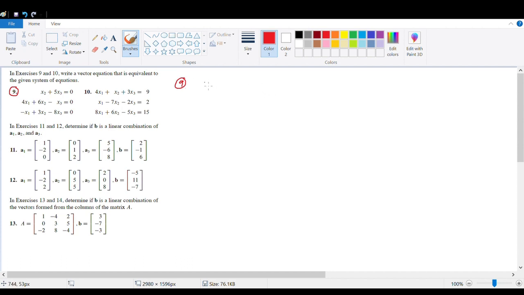So here we have x1 multiplied by the vector a1, which is the coefficients of x1 here: 0, then 4, and then minus 1. Then plus x2 multiplied by the coefficients of x2 in all three equations. So here we have 1, 6, 3. Plus x3 multiplied by the coefficients of x3 in all three equations. So here we have 5, minus 1, minus 8.